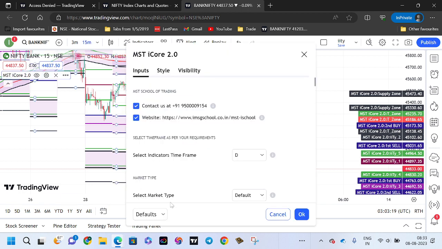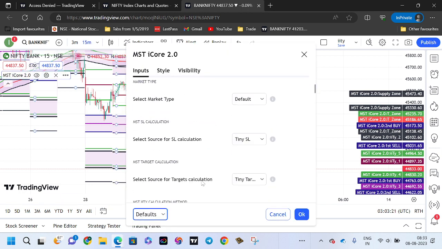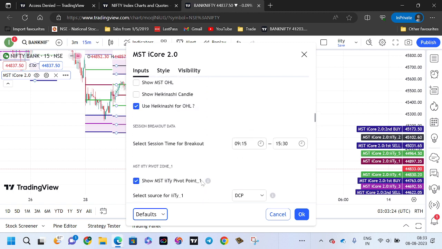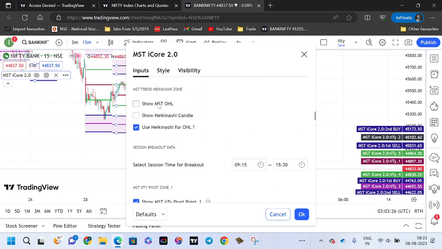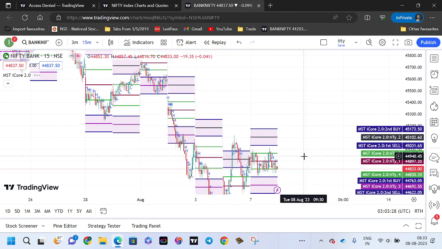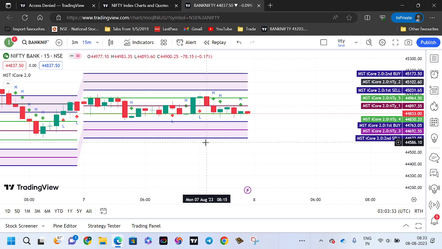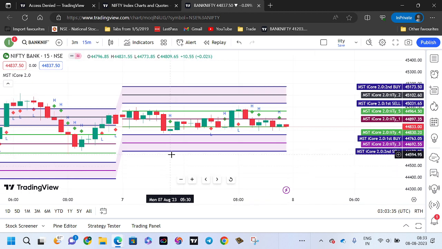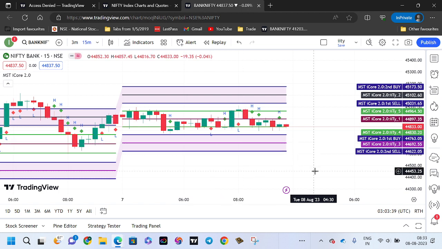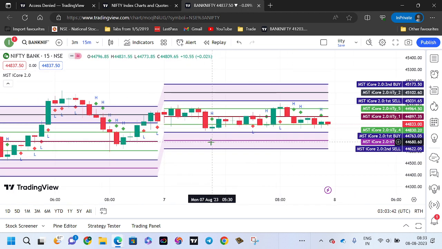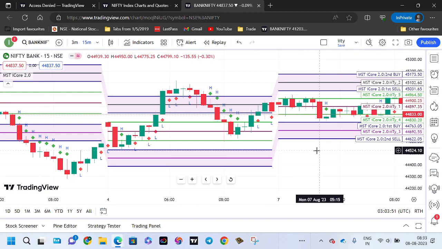Then what else we have? Scroll down. This one, open high low. What is this open high low? It says that when the H is broken, it is on the buy side. When the L is broken, it is on the sell side. Whenever the H is mentioned, note the high and low. If high is broken, go for the buy. If L is broken, go for the sell.